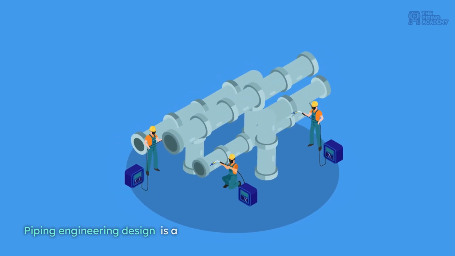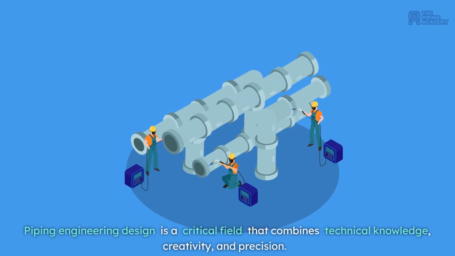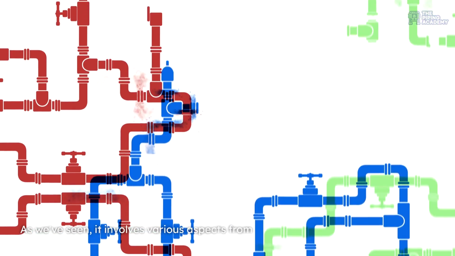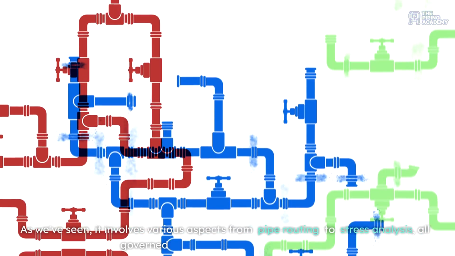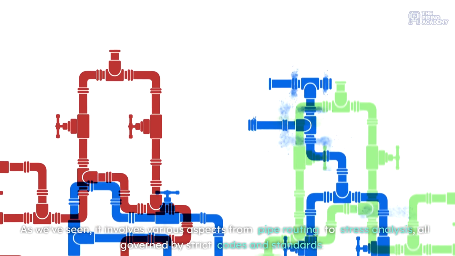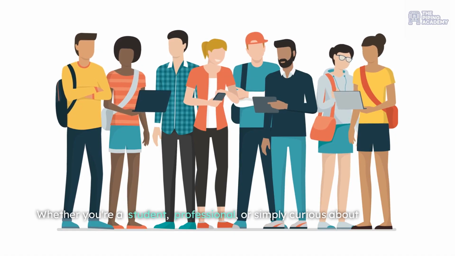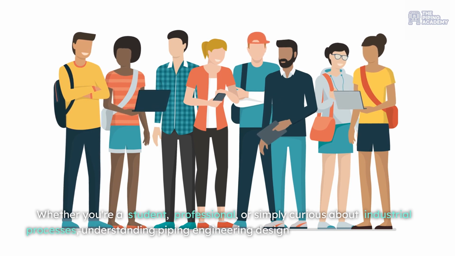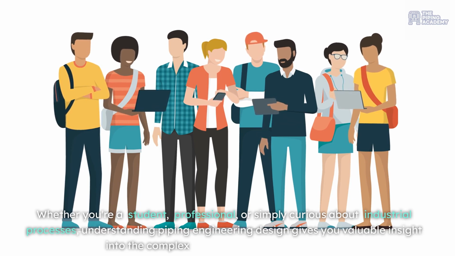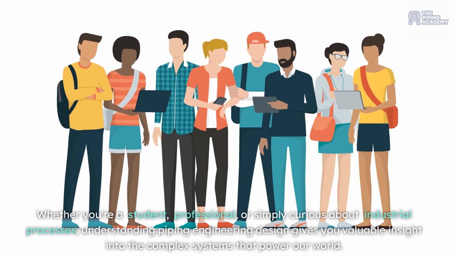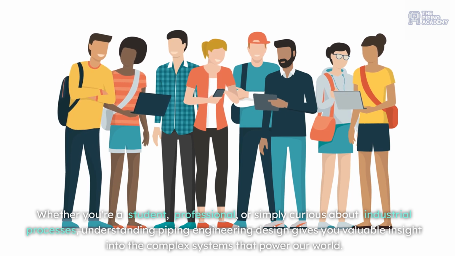Piping engineering design is a critical field that combines technical knowledge, creativity, and precision. As we've seen, it involves various aspects from pipe routing to stress analysis, all governed by strict codes and standards. Whether you're a student, professional, or simply curious about industrial processes, understanding piping engineering design gives you valuable insight into the complex systems that power our world.